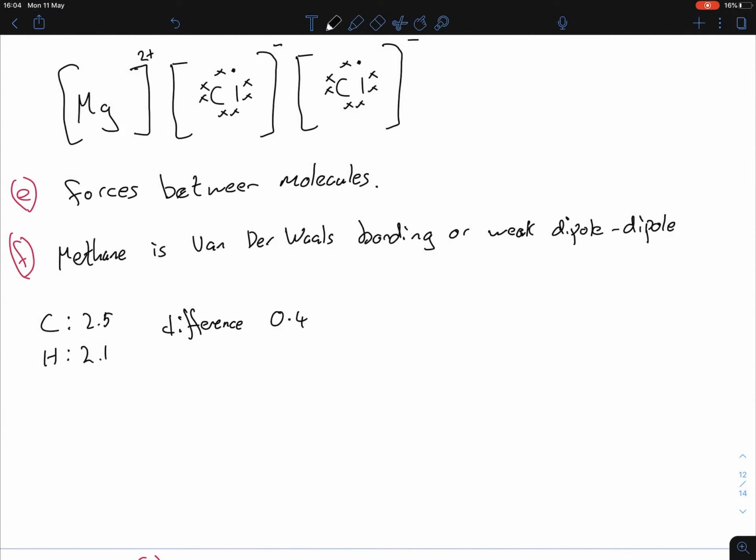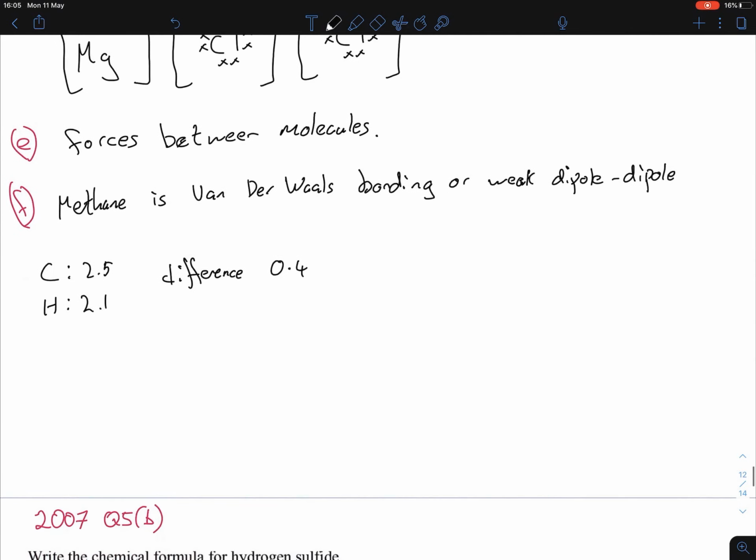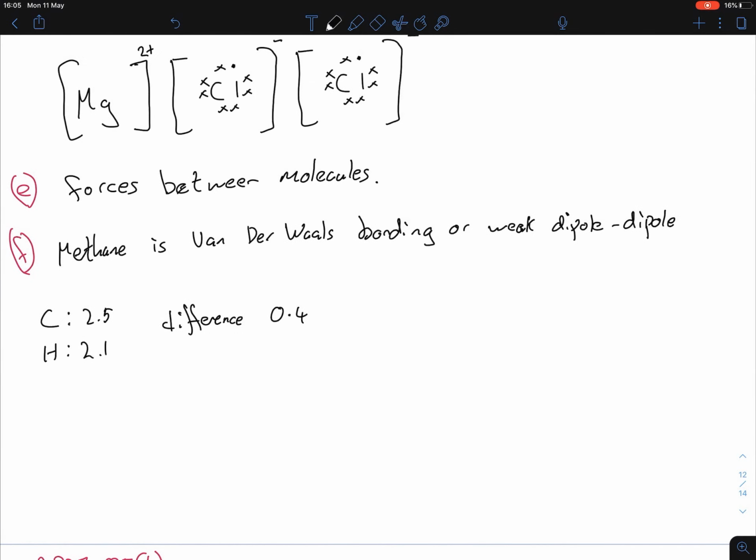The difference is 0.4. And remember, for your electronegativity values, if it's 0 to 0.4, it's non-polar. If it's 0.4 to 1.7, it's polar. So when it hits on 0.4, it could be either van der Waals or weak dipole-dipole. And I'll tell you why. Okay, and this goes back to the very first video of me explaining chemical bonding overall.